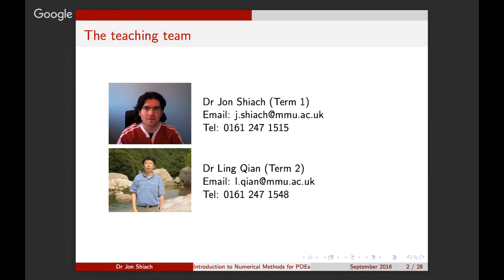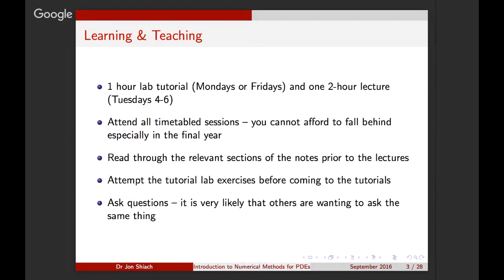Okay, so that's me and that's Ling. So I'll be taking you for term 1. Ling will be taking you for term 2. Okay, how is teaching and learning going to be achieved? 1 hour lab tutorial. It says Monday or Fridays there. That was last year's slides. The lab tutorial is on Wednesdays and Fridays, so half of you on Wednesday, half of you on Friday.